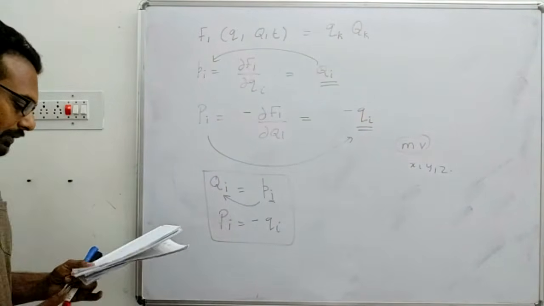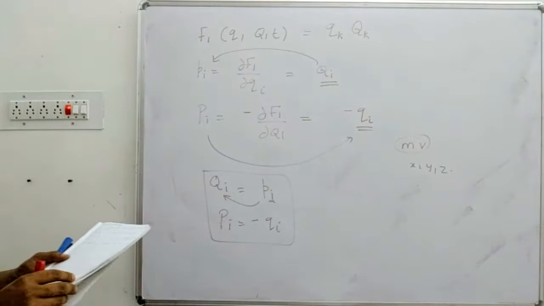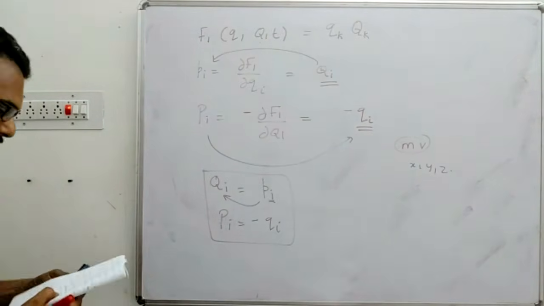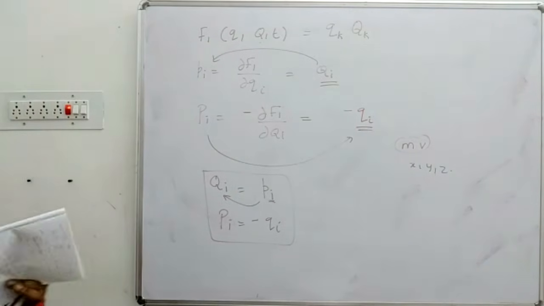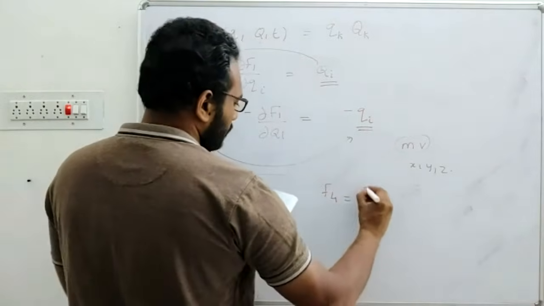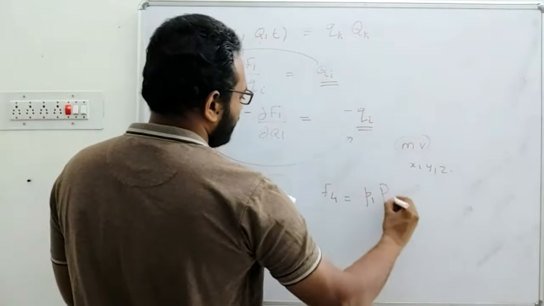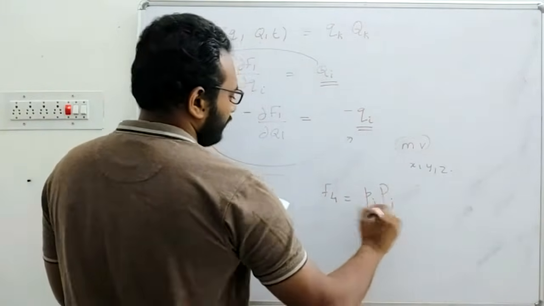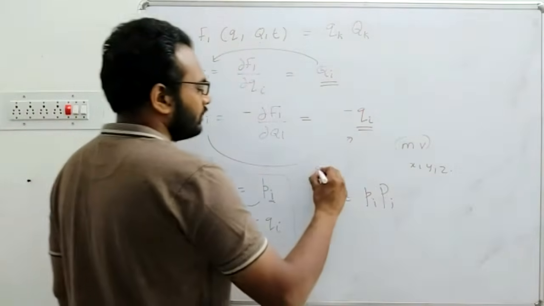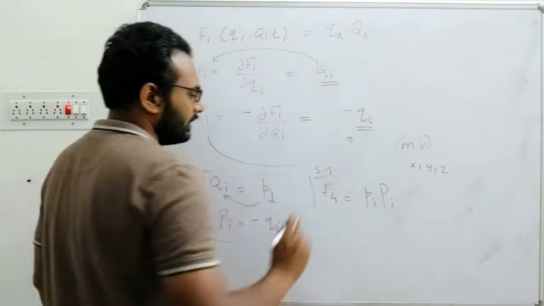So we can say this transformation interchanges the momenta and the coordinates. You can also check that the generating function F4 is equal to P_i Q_i, summation implied. This also generates the same transformation. You can show that this also generates the same transformation.